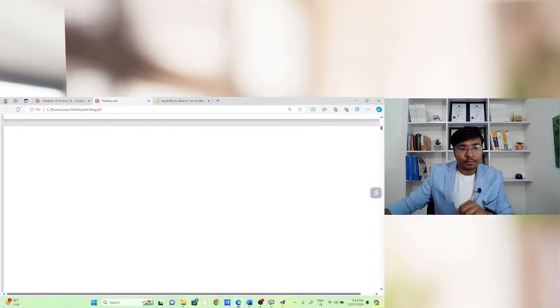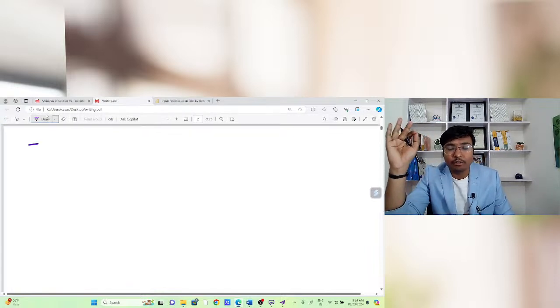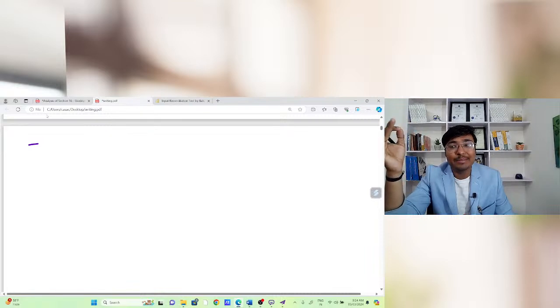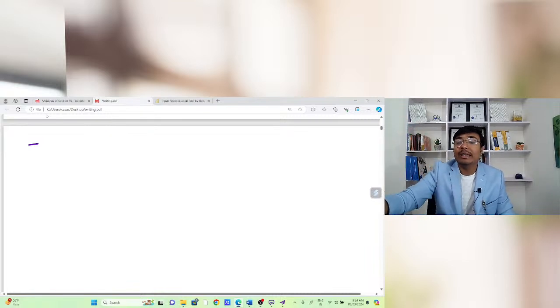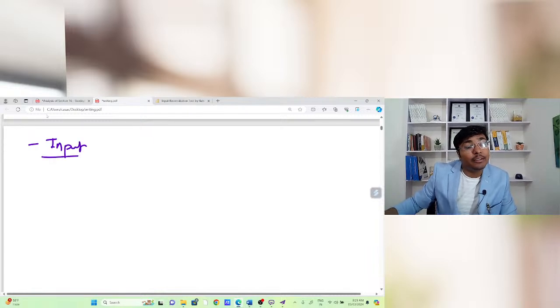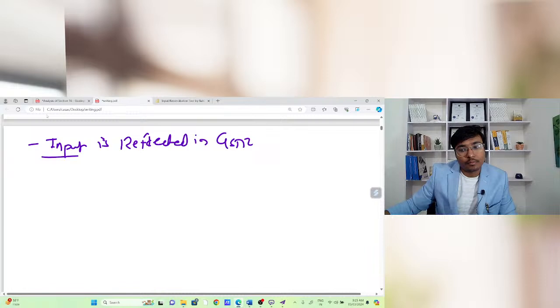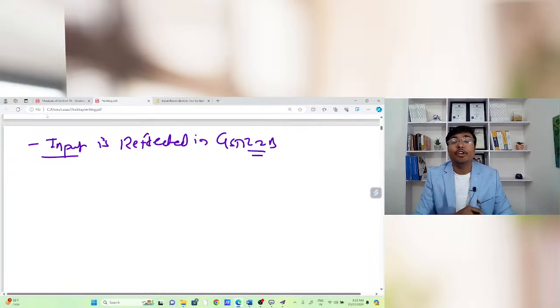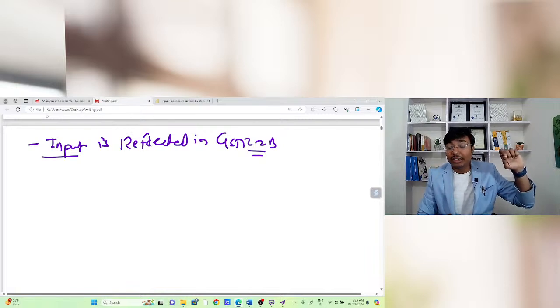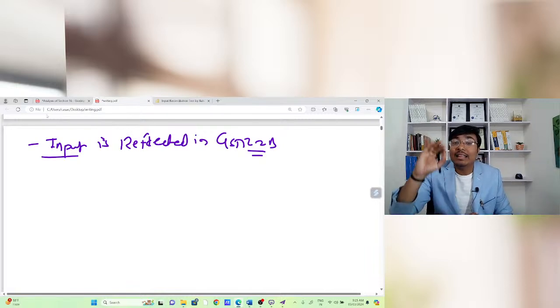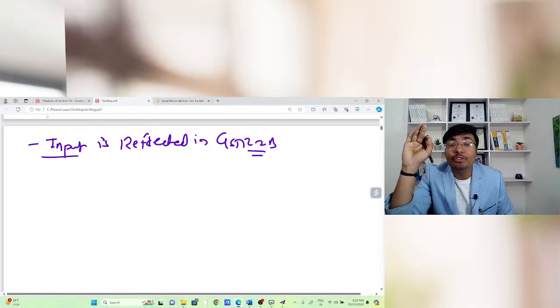Now, the first condition: the invoice should be there. Second, the goods have already been received by the taxpayer. Third condition, the input is reflected in GSTR 2B. Your input should be reflected in GSTR 2B. If the input is not reflected in GSTR 2B, then this input will not be allowed to you.